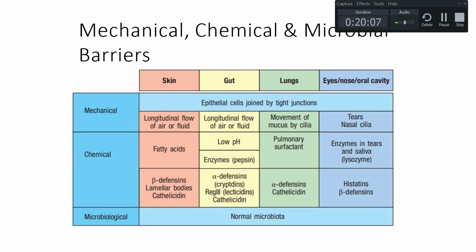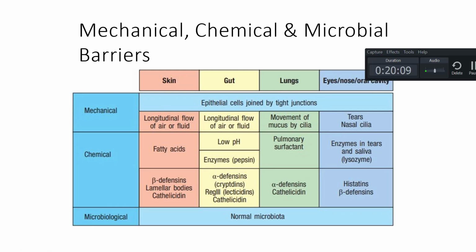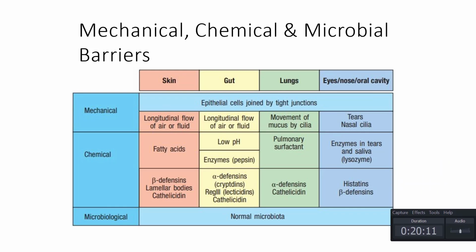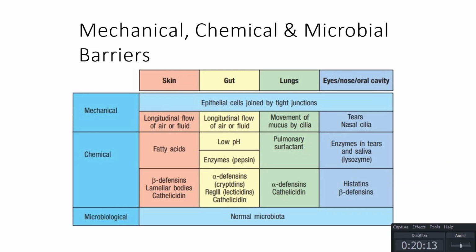So these are the mechanical, chemical as well as the microbial barriers we can say. One is skin. The mechanical barrier, in the sense of what is happening here: skin, gut, lungs, and then it can be the eyes or nose or the oral cavity. The epithelial cells in the body are joined by tight junctions. So that forms the first layer of mechanical barrier.